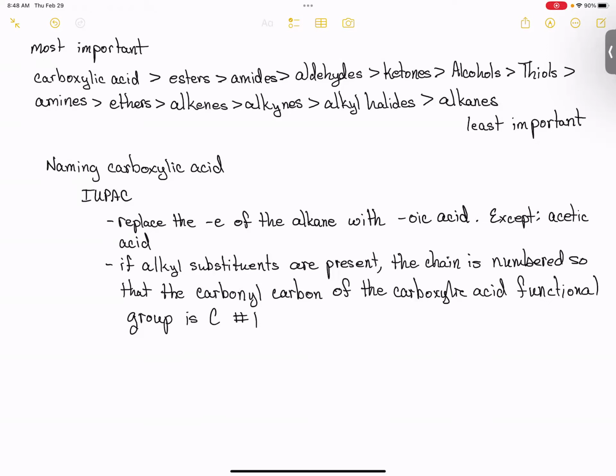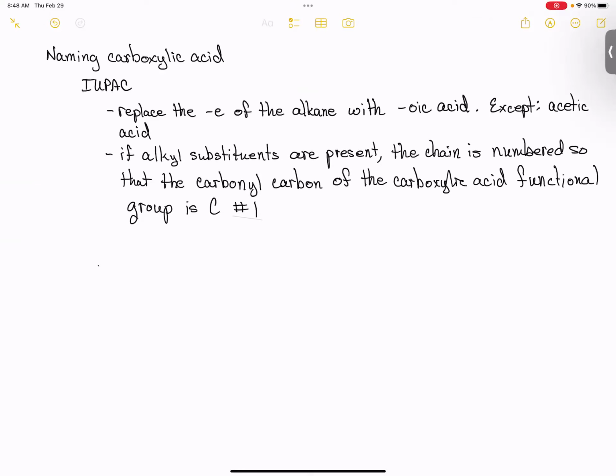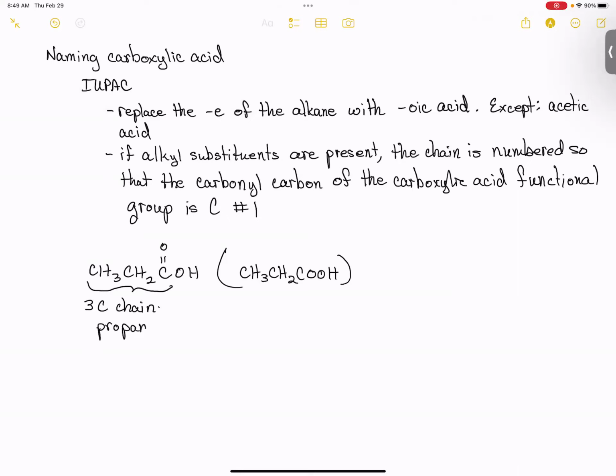So let's look at some examples. If I have CH3, CH2, C double bond O, OH, which I could write this way, or it could be written as CH3, CH2, COOH. They mean the same thing. It's a 3-carbon chain. So it would be propane. But we're going to take the E and we're going to replace it with oic acid. So this becomes propanoic acid.